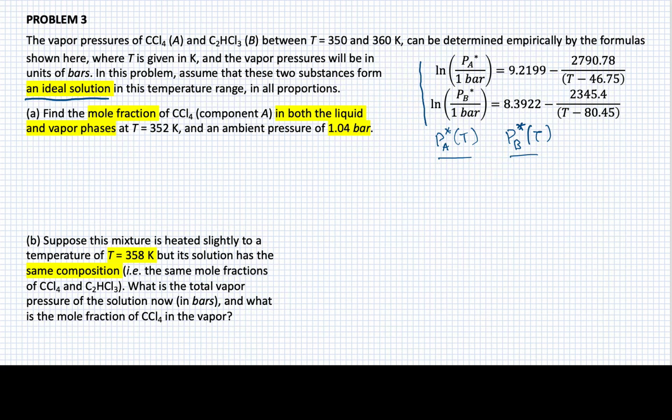So think about what that means in terms of vapor pressures. And what we're going to want to find is the mole fraction of the carbon tetrachloride. So we want to find this mole fraction in both the liquid and the vapor phases. So the standard notation we use is X to indicate the mole fraction in the liquid phase and Y to indicate the mole fraction in the vapor phase. Now, there is a key piece of information that you're given in this problem. You're given an ambient pressure of 1.04.